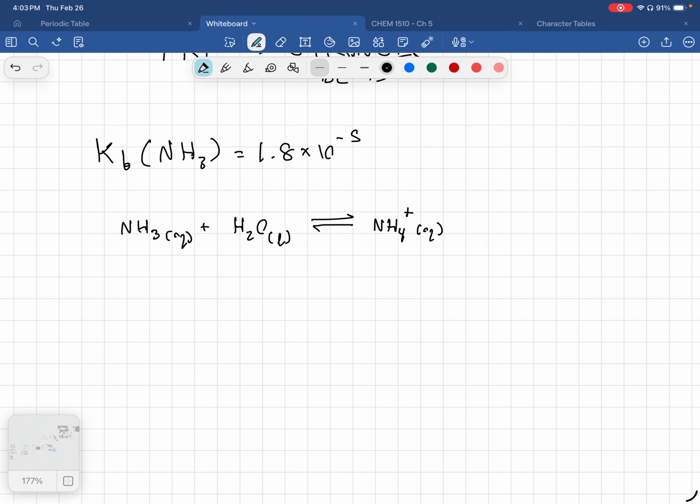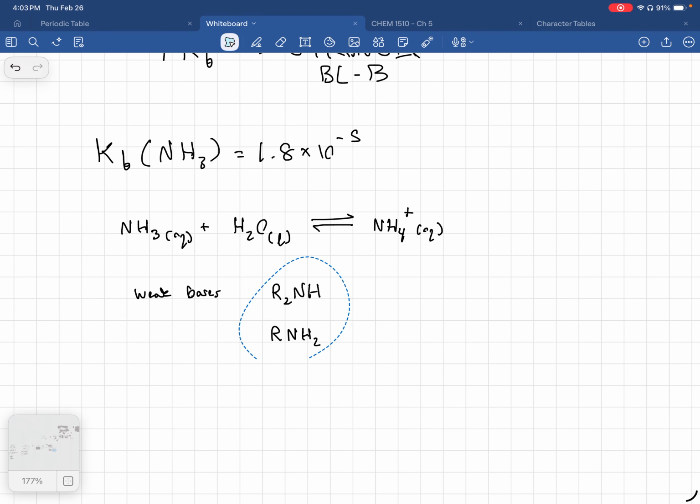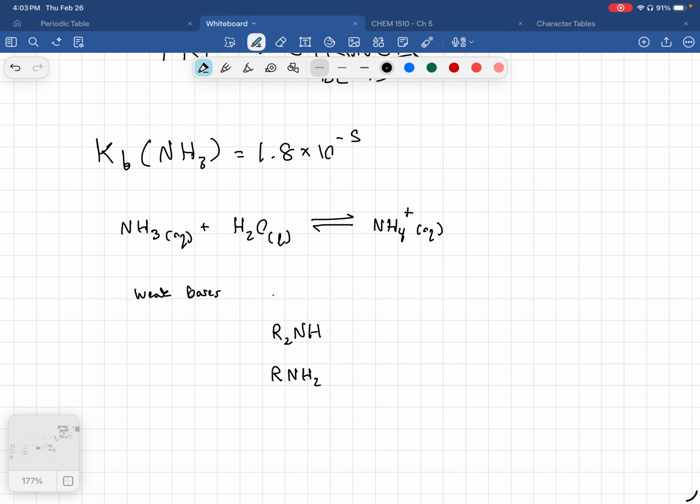Okay, be careful with these, right? Your typical weak bases are typically going to be of the formula like R2NH or RNH2. R could be anything. R is just indicating that there could be other things attached. And so for amine bases, as these are called, these are all amine bases. Ammonia is one of them, right?